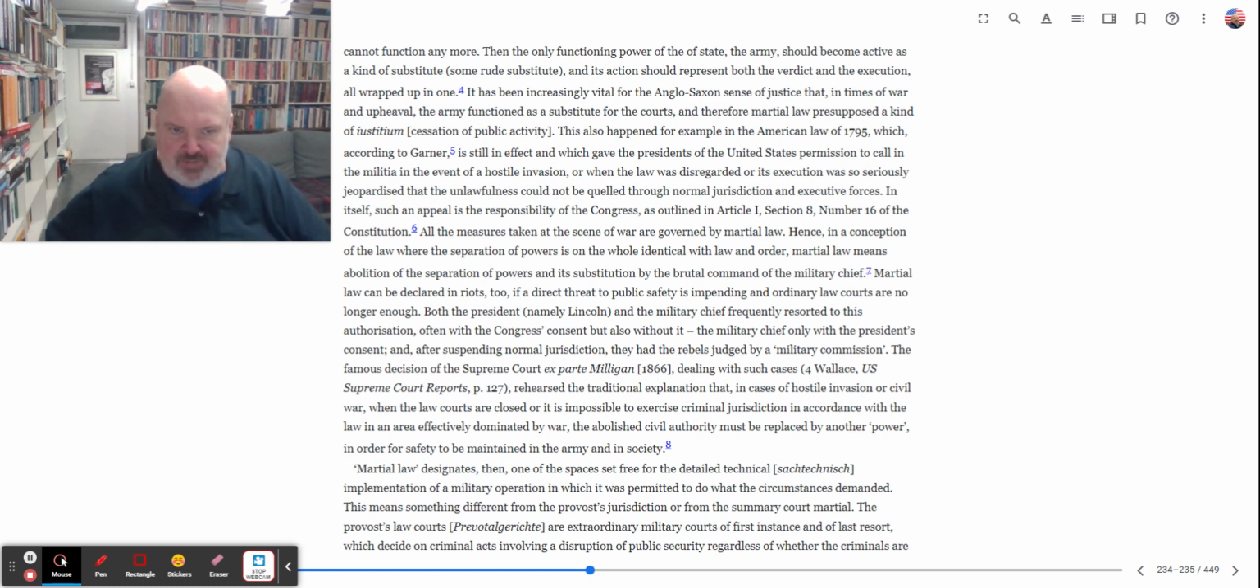So therefore, that posed a kind of suspension of this. This also happened in an example of the American law of 1795, which, according to Gardner, is still in effect, and which gave the President of the United States permission to call in the militia in the event of a hostile invasion, or when the law was disregarded or its execution was seriously jeopardized, so that the unlawfulness could not be quelled through the ordinary jurisdictions and executive forces.